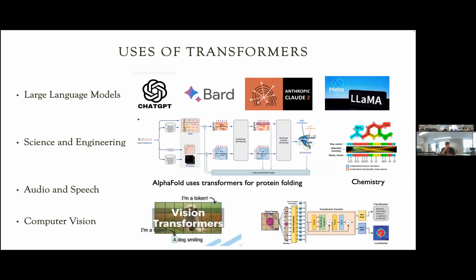Okay, so some of the uses of transformer networks in the last 5 years. Obviously there's ChatGPT, which is basically just one big transformer network. Bard, Anthropic, and Llama from Meta. Those are the big large language models that you're probably already familiar with. It's being used for science and engineering. AlphaFold, a scientific application for learning how to fold proteins, uses transformer networks, because what are proteins? They're sequences of amino acids, right? Used in computational chemistry, all sorts of things.